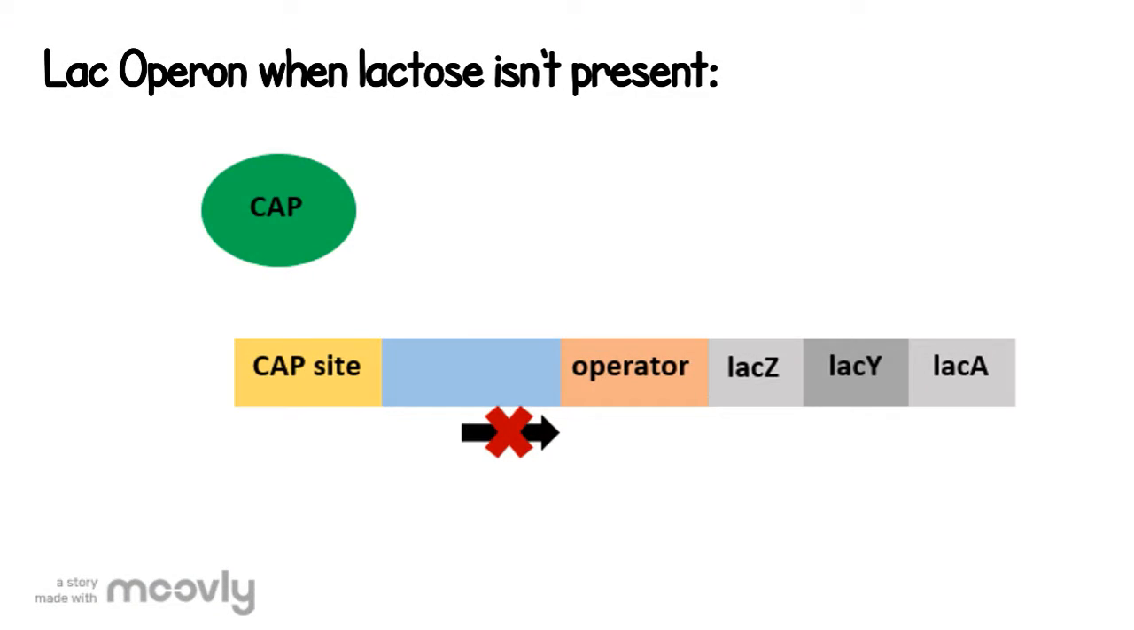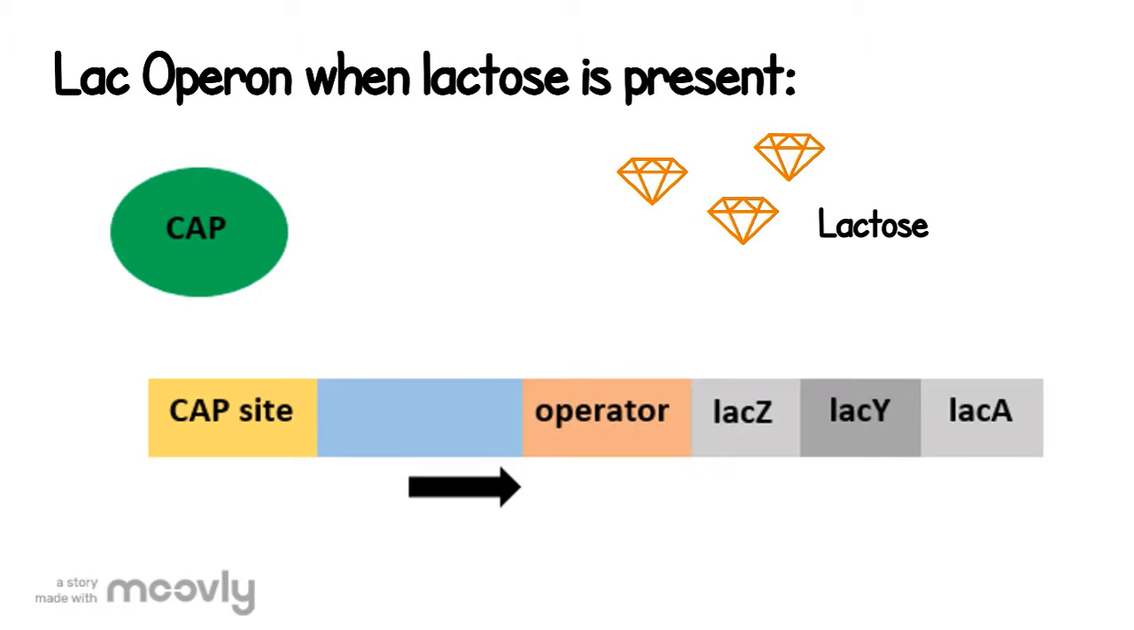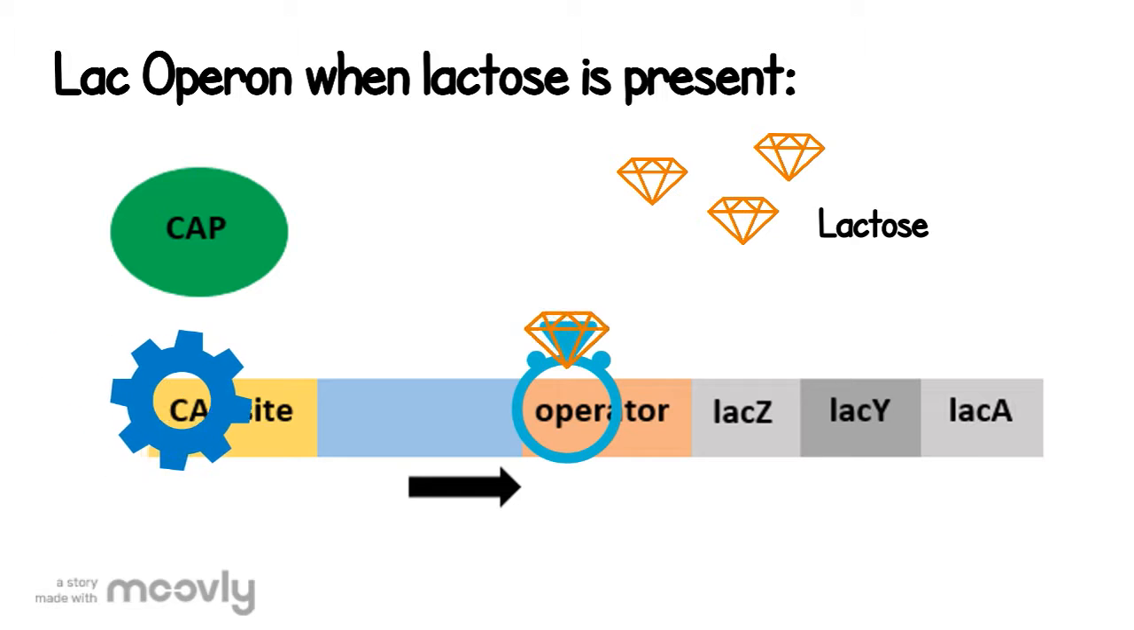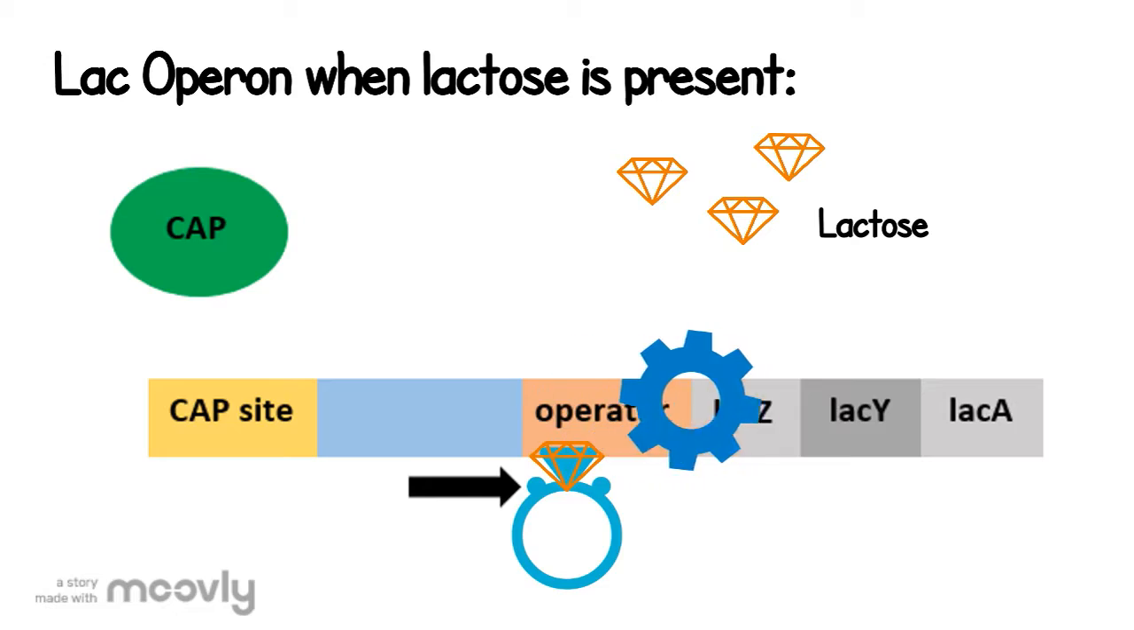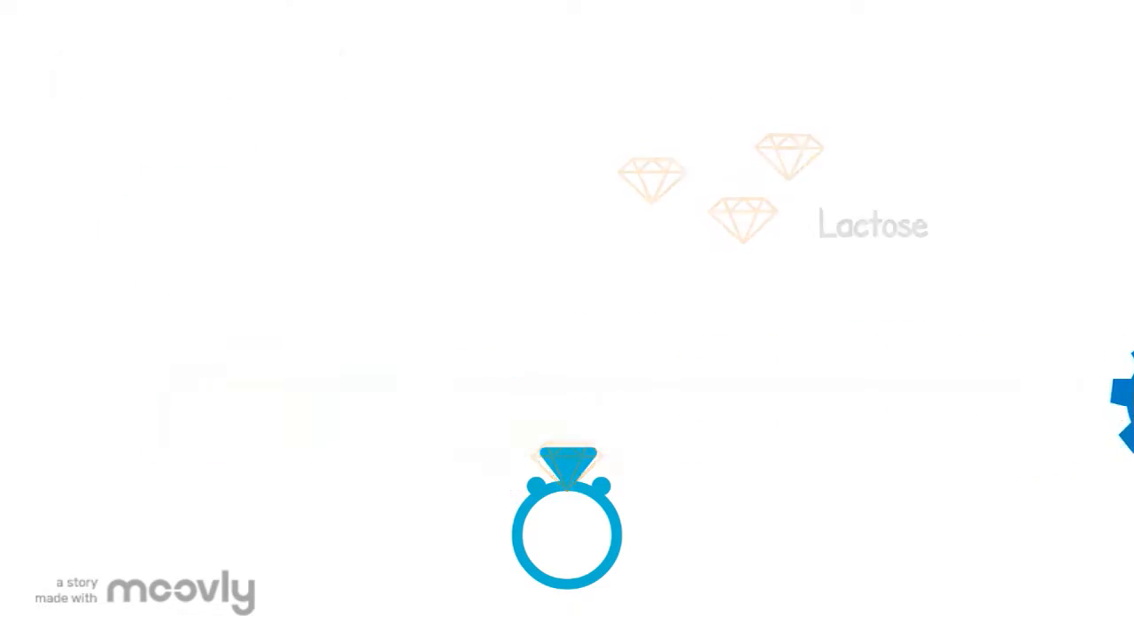When lactose is not present, no transcription of the lac operon occurs, and this is because the lac repressor remains bound to the operator and prevents transcription by RNA polymerase. When lactose is present in the cell, strong transcription of the lac operon occurs. The lac repressor is released from the operator because the inducer is present.